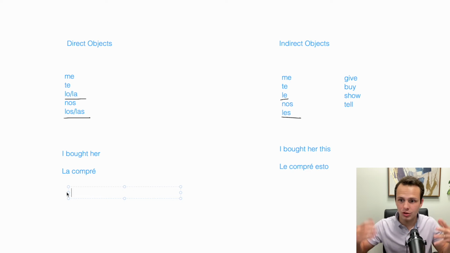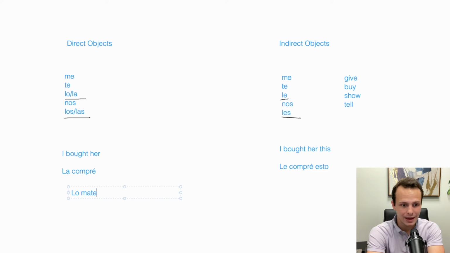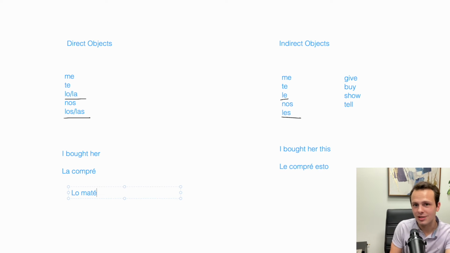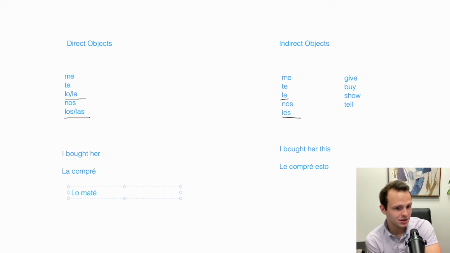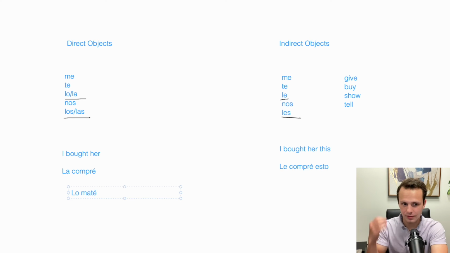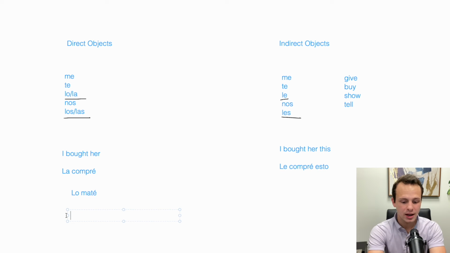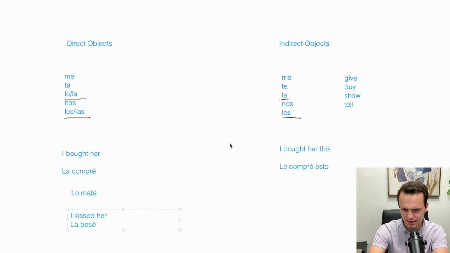Another example of a direct object would be lo maté, and this means I killed him. I know it's a weird example, but this is just a direct action. This is a very direct action, actually. I literally killed you, okay? If I were to say I kissed her, it would be la besé. Again, kissing is a very direct action. You can't be an indirect recipient of a kiss, right?